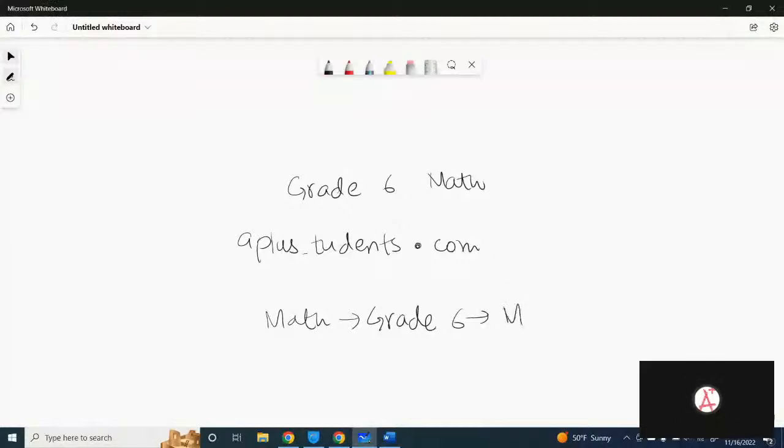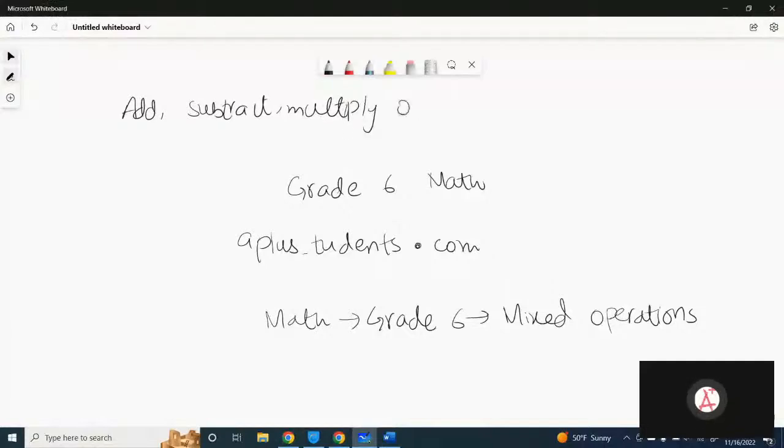So, you're already working on the chapter. Actually, the chapter name is mixed operations. And the lesson we're going to start with is add, subtract, multiply, or divide two decimals word problems. Let me write down the lesson name. It would be add, subtract, multiply, or divide two decimals word problems.